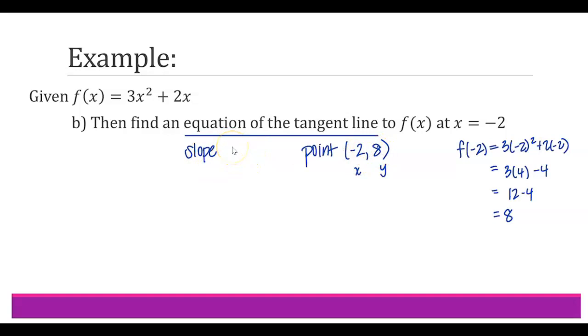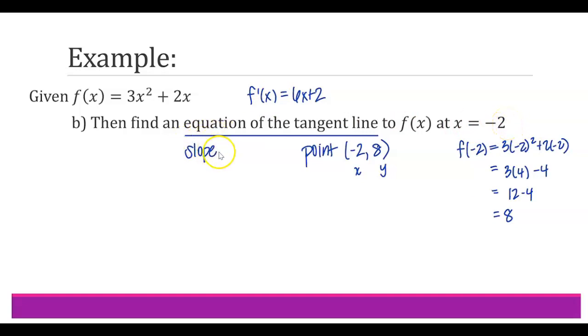Well, in part A, we found the derivative as a function. We found that f prime of x was equal to 6x plus 2. Now, is that a slope? No, it's not. A slope is a numerical value. A slope is a number. But what this is, is a slope function. This function spits out slopes when you plug in different x values. Well, lucky for us, we have a specific x value. We have the x value -2.